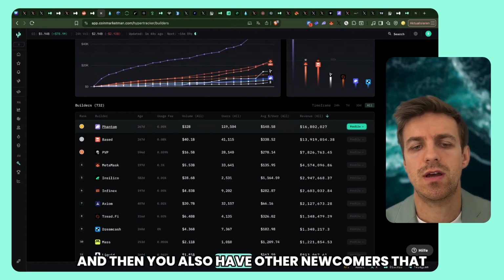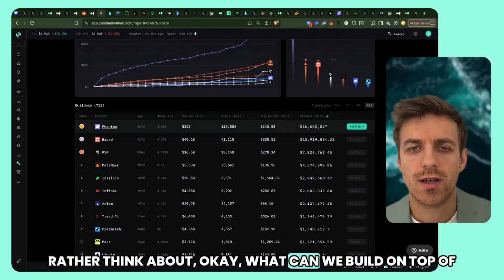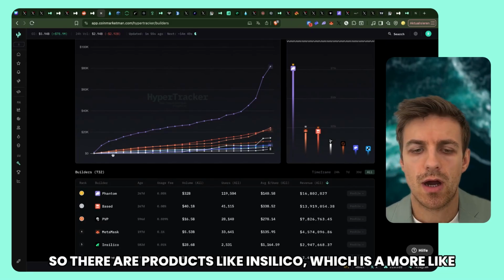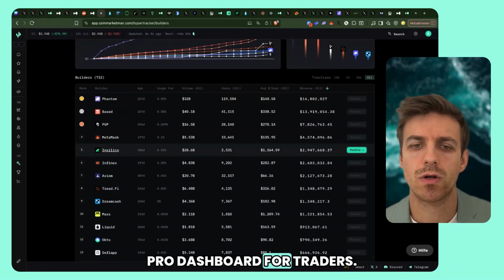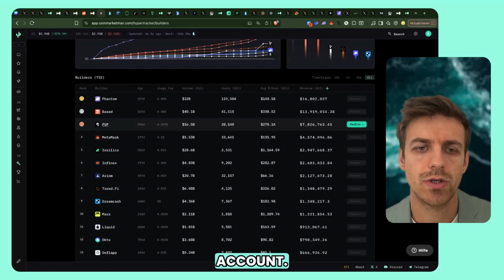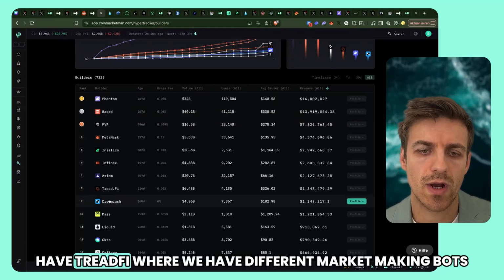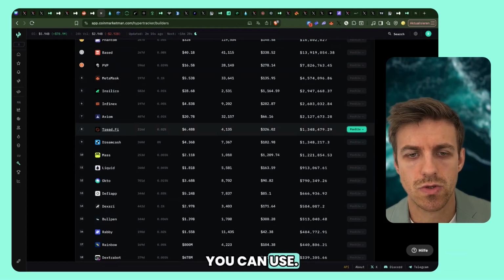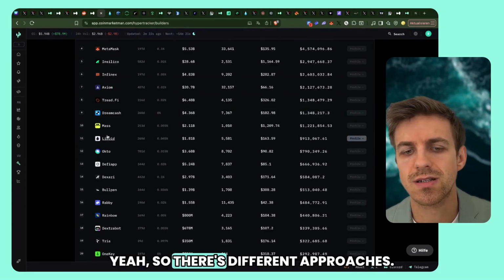And then you also have other newcomers that rather think about what can we build on top of Hyperliquid that Hyperliquid doesn't offer. So there are products like InSilico, which is a more pro dashboard for traders. PvP, where you can trade directly in your Telegram account. We have Based, which is a mobile app which integrates Hyperliquid. We have TradFi, where we have different market making bots you can use. Dreamcash, also a mobile app, but with USDT support. So there are different approaches.